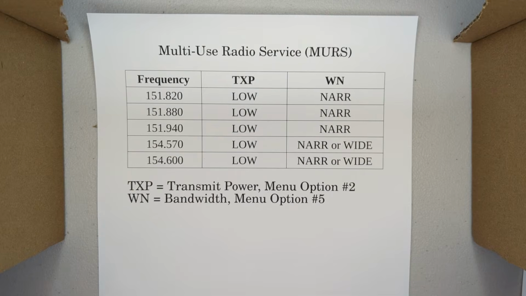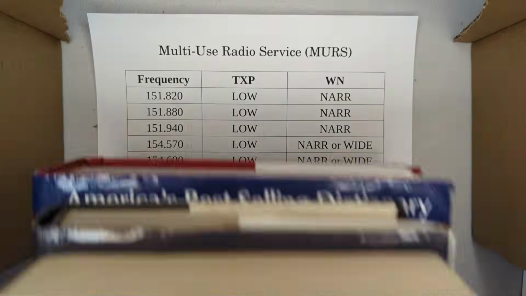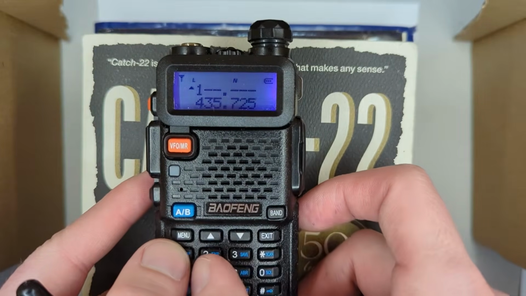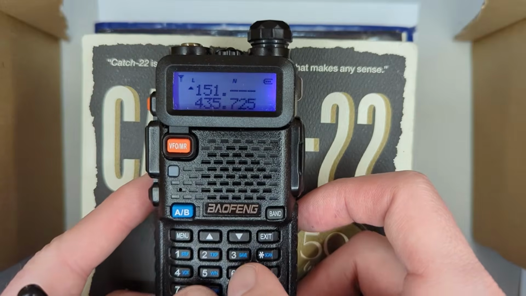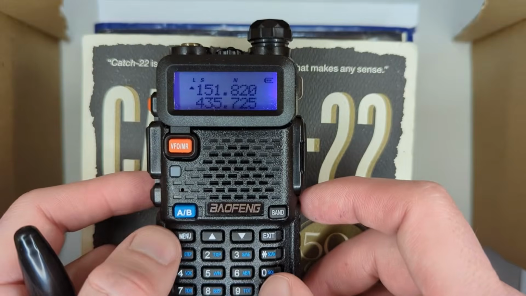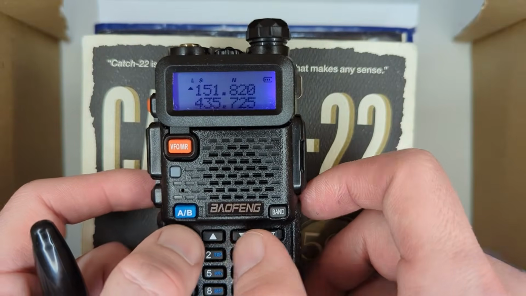So let's say that we want to program MURS channel 1 into our UV5R. So we're going to put in the frequency for channel 1, which is 151.820 megahertz. We're going to adjust the power.